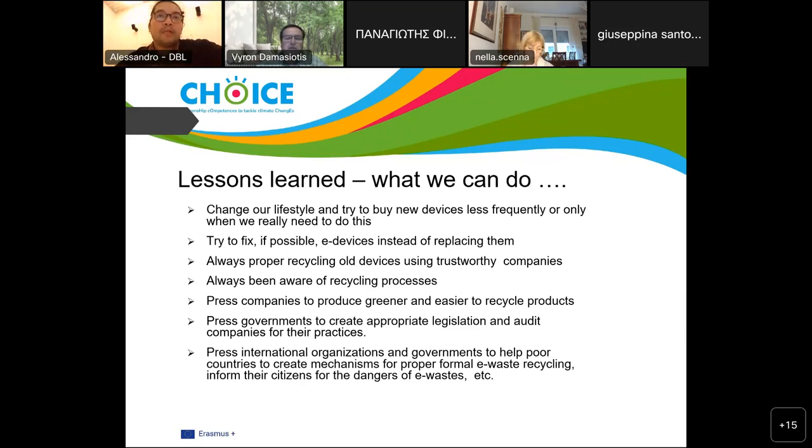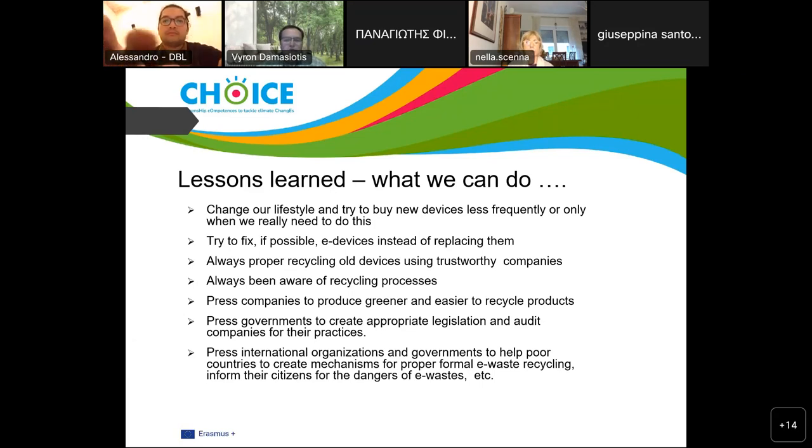We'll also try to put pressure on companies to produce greener and easier to recycle products. I don't know if you have heard it, but the European Union asks companies to make mobile phone batteries easily changeable by people, not in one package, in a unibody form, as is the form of our modern cell phones.